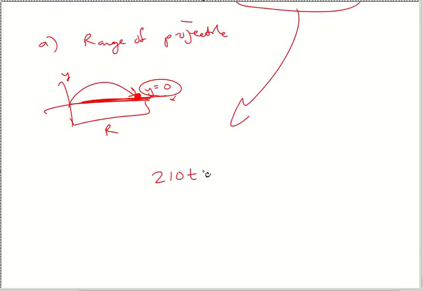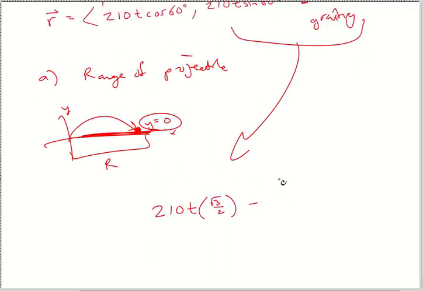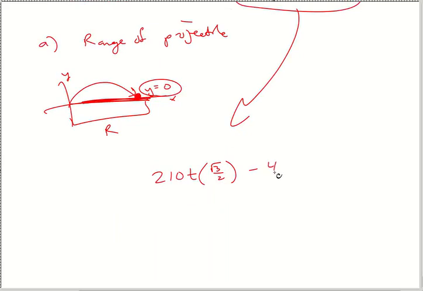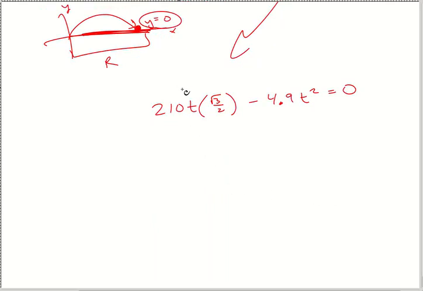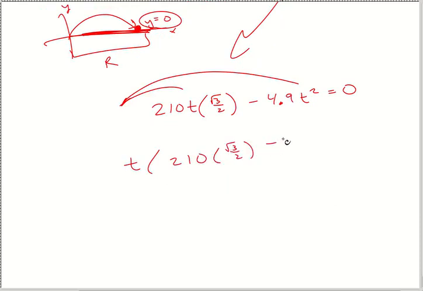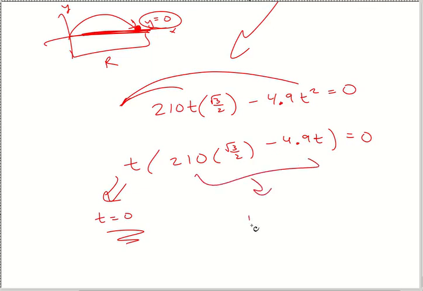What's sine of 60? Isn't it square root 3 over 2? Then 1/2 of that is 4.9. I'm saying this equals 0. Notice that I can factor out a t. That really is what saves us here. Otherwise, that would be very difficult. So you're at 0 height at t = 0, but that's the trivial answer, I guess you can say. And here we can solve for t. So move it over, divide, all that kind of stuff.